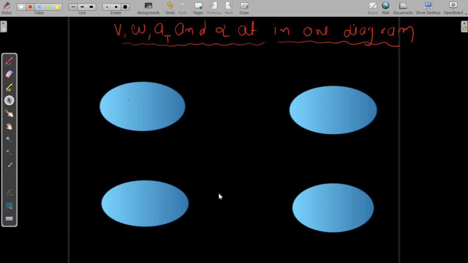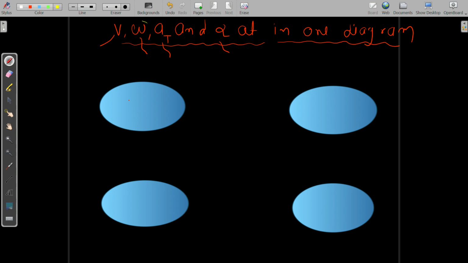Okay, let us decide the direction of all these quantities. So which are the four quantities? This is the velocity, linear velocity I mean to say. This is the angular velocity. This is the acceleration, tangential component. And this is the angular acceleration.